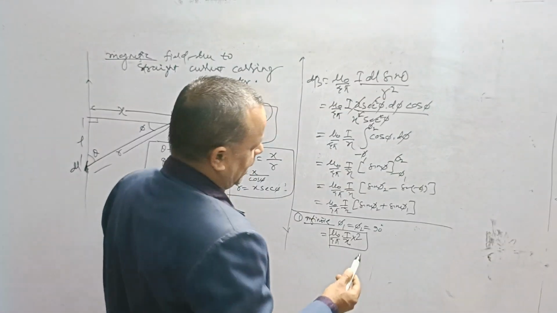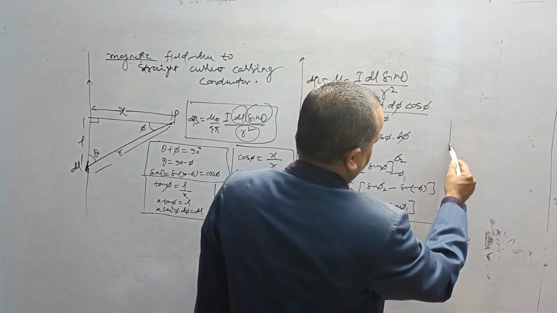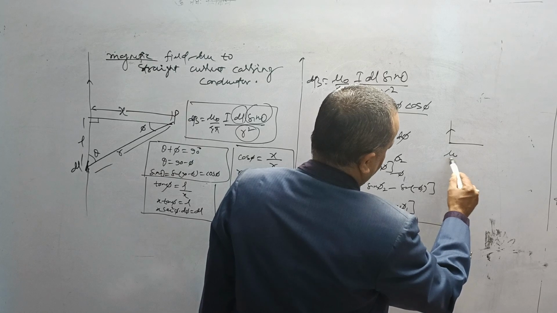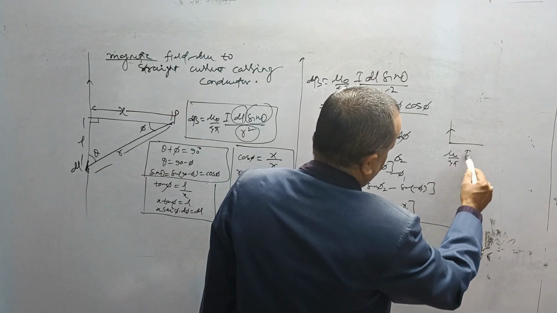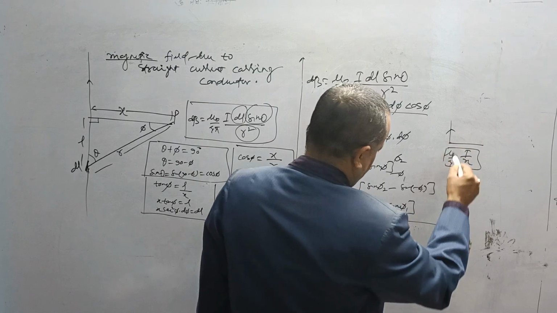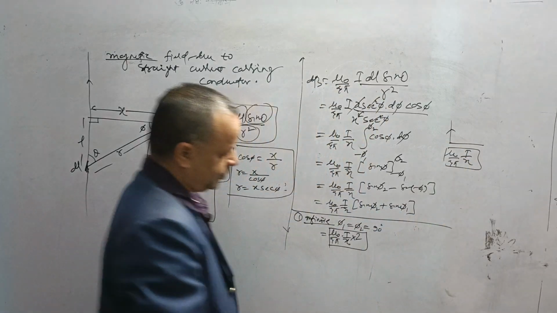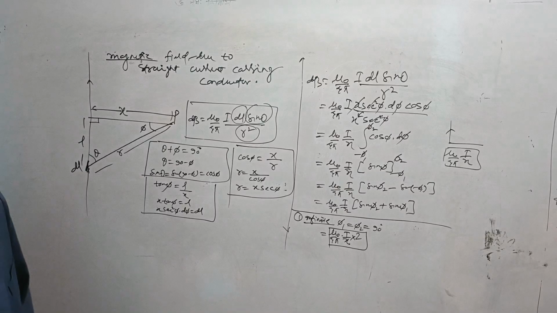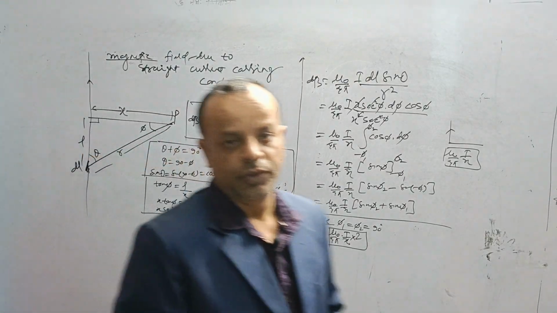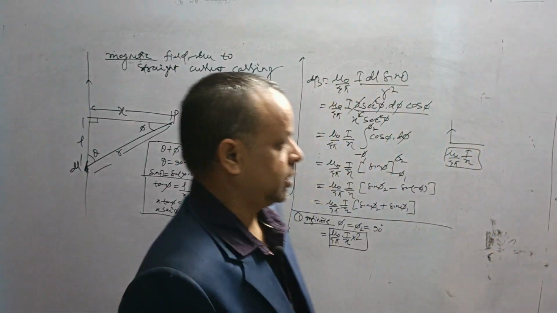Now suppose we have a conductor like this. It goes from this point to infinity. In that case, it will be mu naught upon 4 pi, I upon x. That's it. Not double, because at this point over here it is 0. It's clear? Now we will move on to the magnetic field on the axis of a circular current carrying conductor.